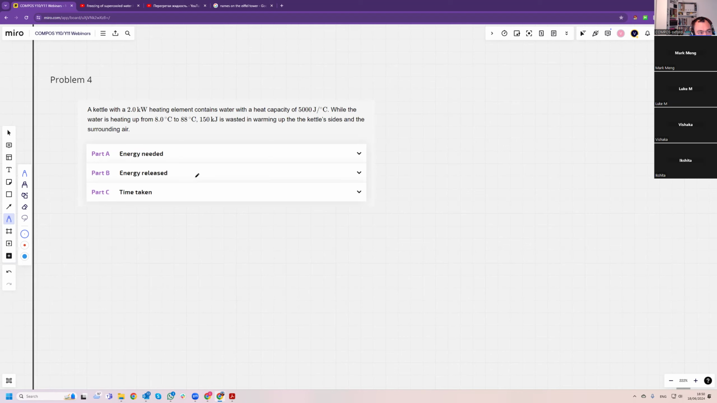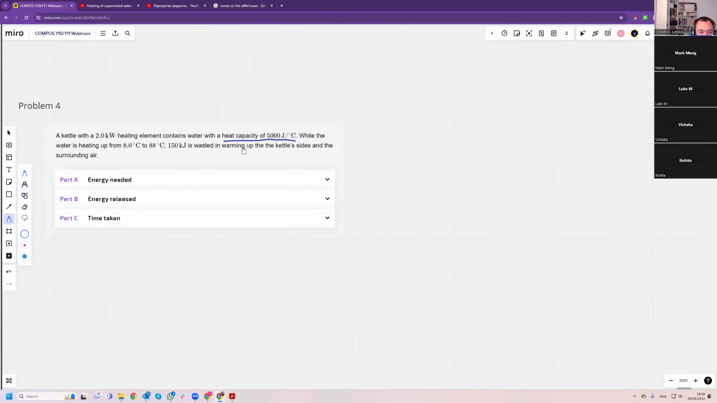Well, first of all, you might have heard that the specific heat capacity of water is 4,200. How come the heat capacity is 5,000? Does anyone know? Could be, but also the units are wrong. What's the unit for specific heat capacity?